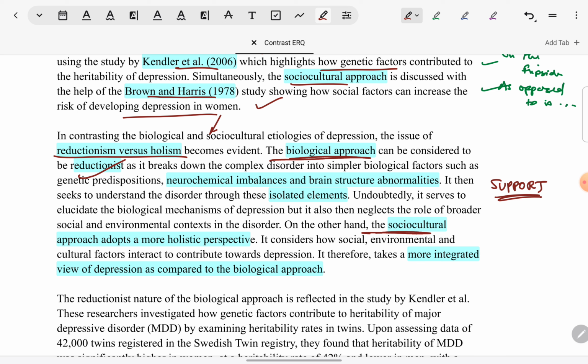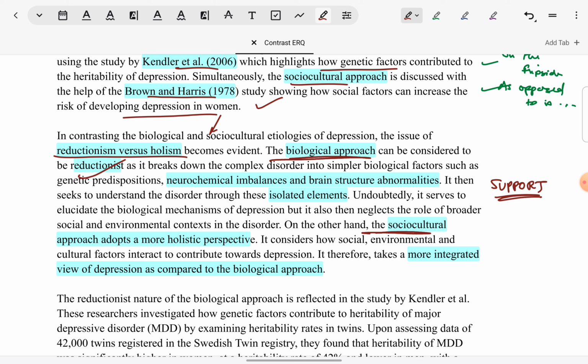We are not structuring the answer such that, okay, in the first half of the answer we'll explain the biological approach is reductionist, and in the next half we will explain that the sociocultural approach is holistic. At the same time, the moment we have picked up an argument, we have contrasted the two approaches against each other.